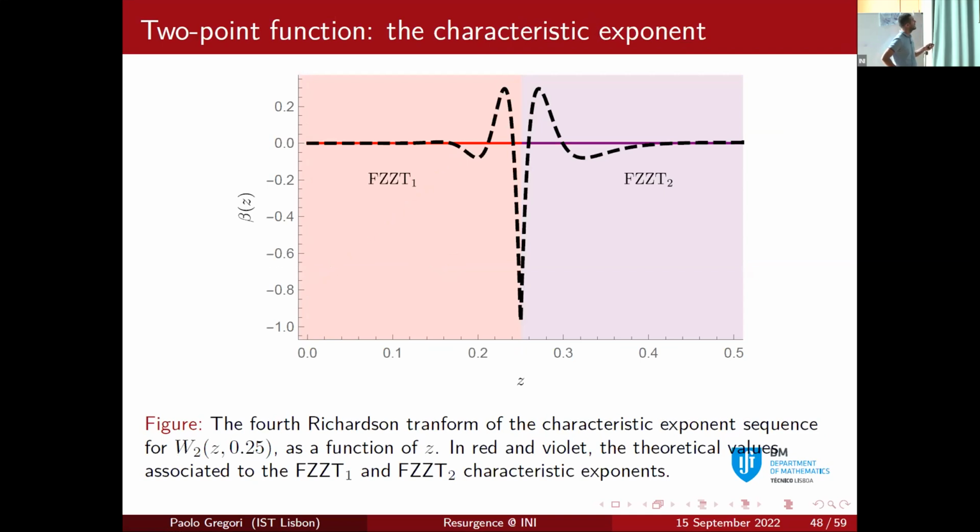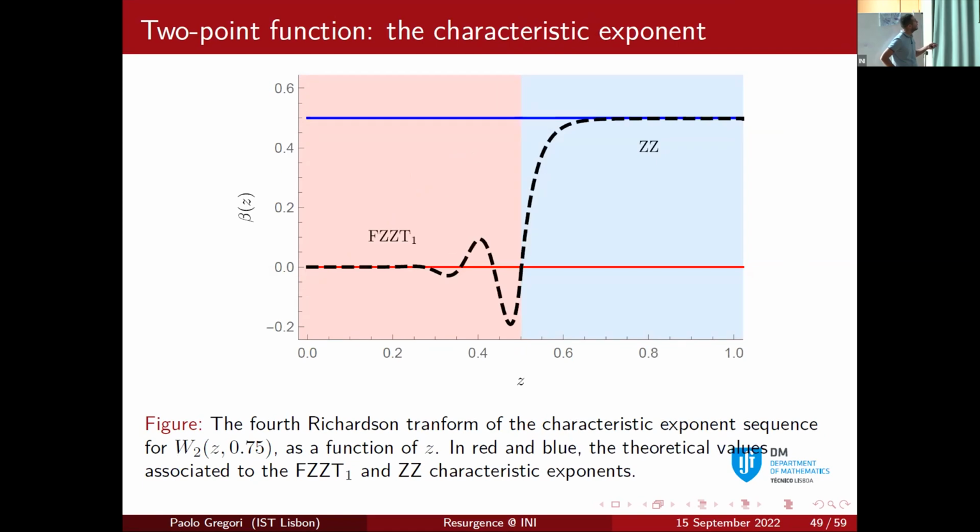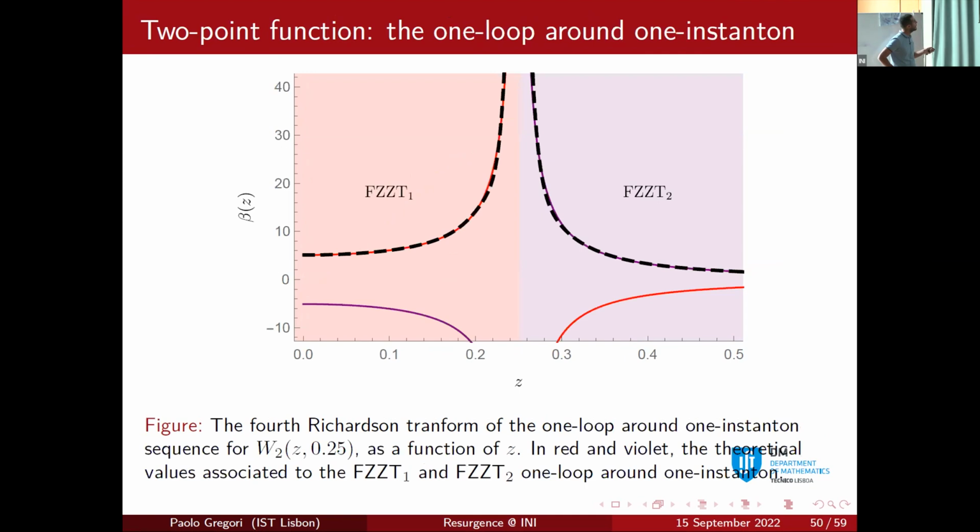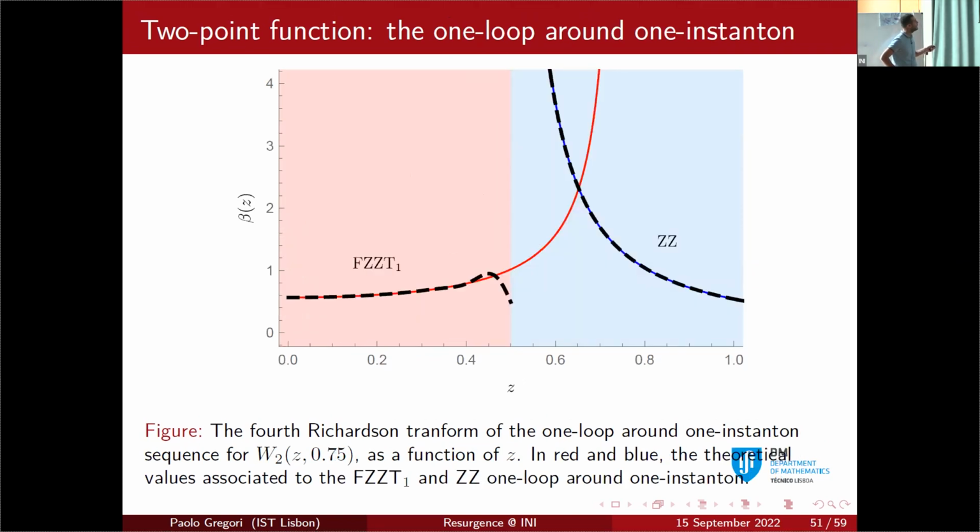Same goes for the characteristic exponent, which has to stay constant because the characteristic exponent for FZZT branes is the same, regardless if it's the first one or the second one. But again, it jumps from the first one to the ZZ brane. And similarly, for the one loop around one instanton, interplay between the two different FZZTs and interplay between FZZT and ZZ. Of course, as I said, this story could go on and on with all n-point correlators, but it generalizes in a very trivial way.